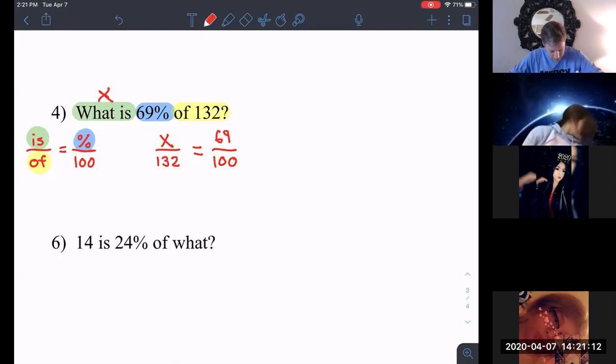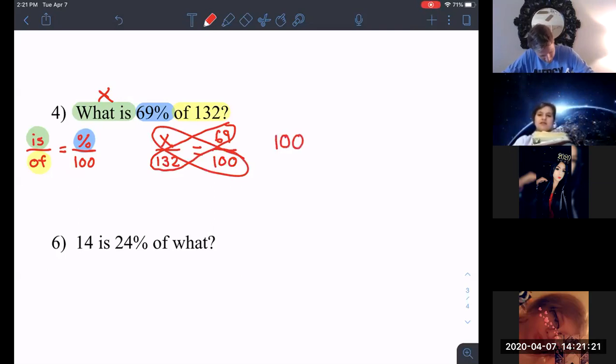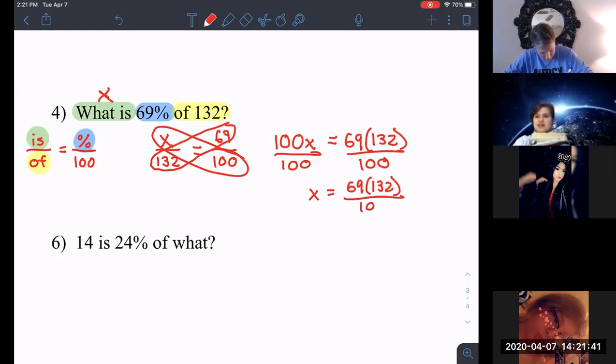Okay, so we're going to circle our cross products just like we did before. And so we have 100 times x on one side, and we have 69 times 132 on the other side. Okay, and then to get x by itself, we have to divide both sides by 100. So here's the math that we're going to do to find our answer: 69 times 132 divided by 100. You can do that all in one step on the calculator, or you can do it one step at a time. Doesn't matter, but you always got to have this handy. Make sure you're doing everything on the calculator so you're not getting it wrong.